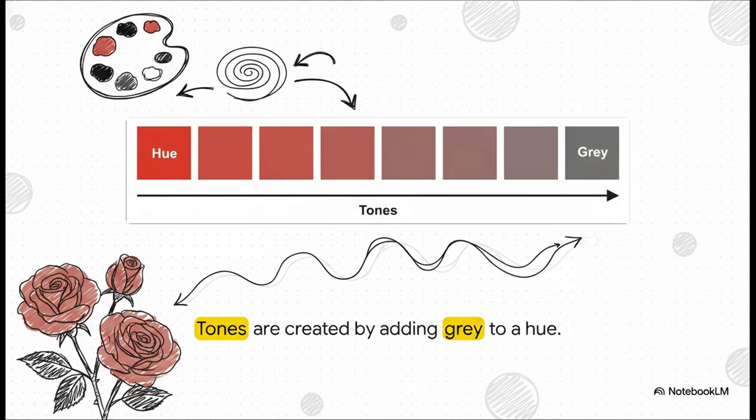And finally, we have tones. A tone is created by adding gray, which is a mix of black and white, to a pure hue. This gives us a more saturated, often kind of muted form of the color. A perfect example of this is dull rose, which is just a beautifully understated tone of red.